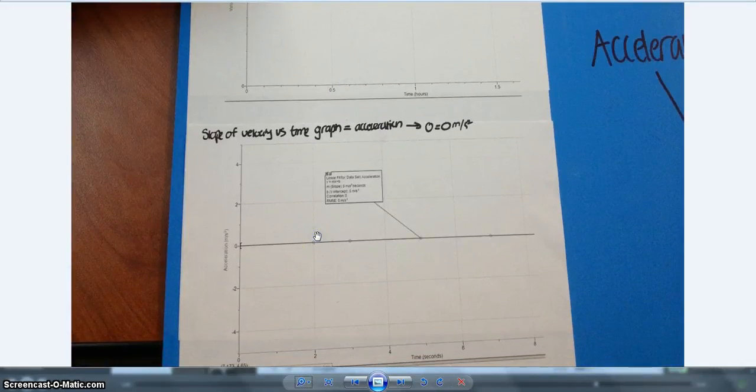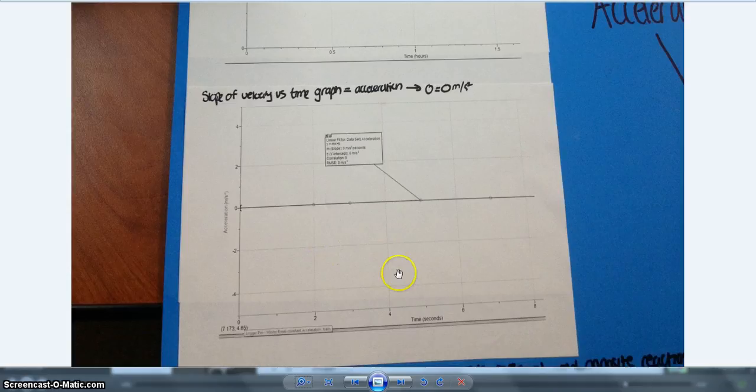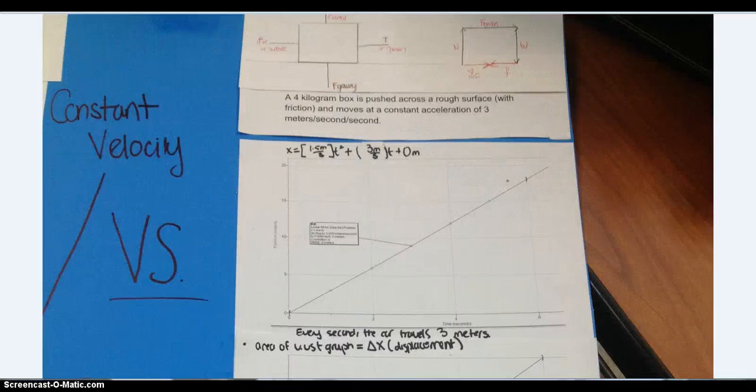And it's explained by an equation known as sigma F, or the sum of all the forces equals mass times acceleration. Sorry, I couldn't get a clear view of the entire project because it was 2 feet by 3 feet, so it was a little hard to get. So now I'm going to continue on to constant acceleration.